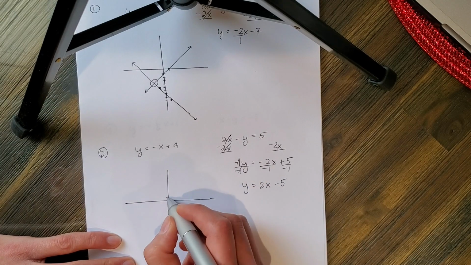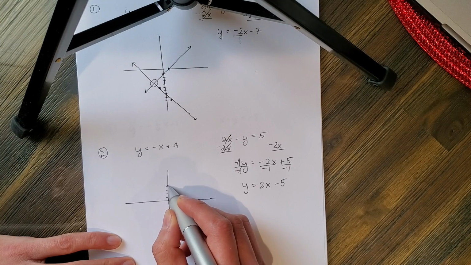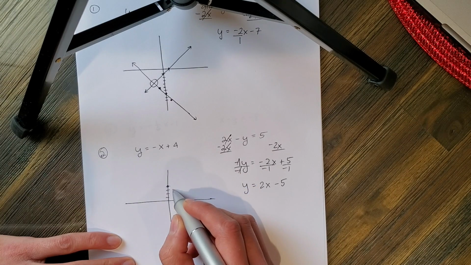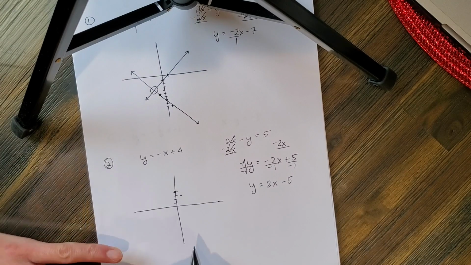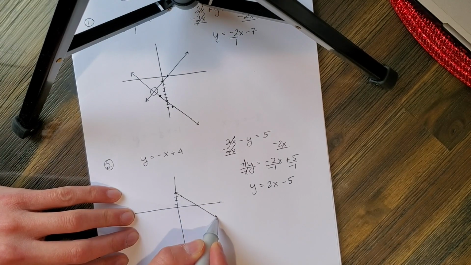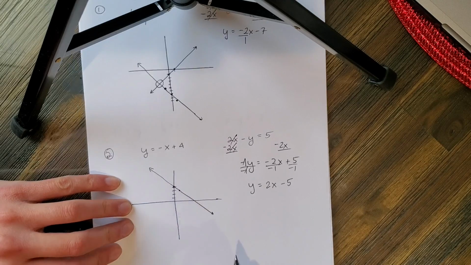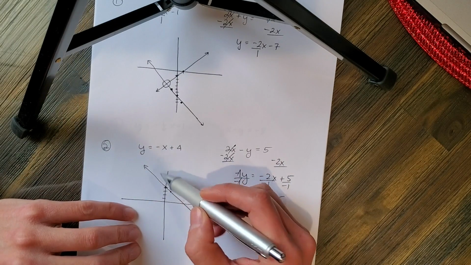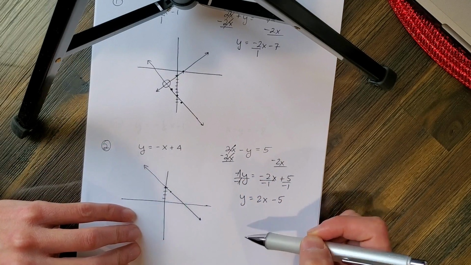So go up 4, 1, 2, 3, 4. And then down 1 over 1. Okay. So I'm going to go ahead and draw my line here. Notice how this one, the slope is negative, so I'm going down the stairs here, okay?